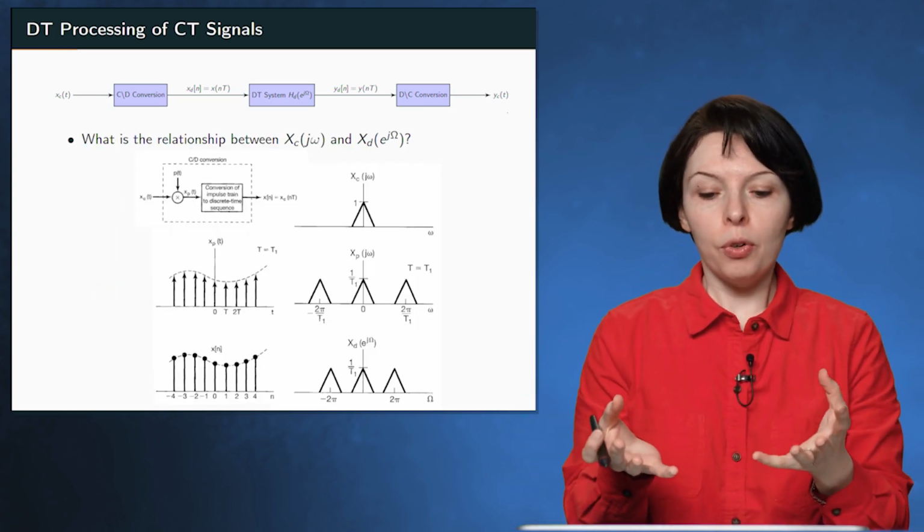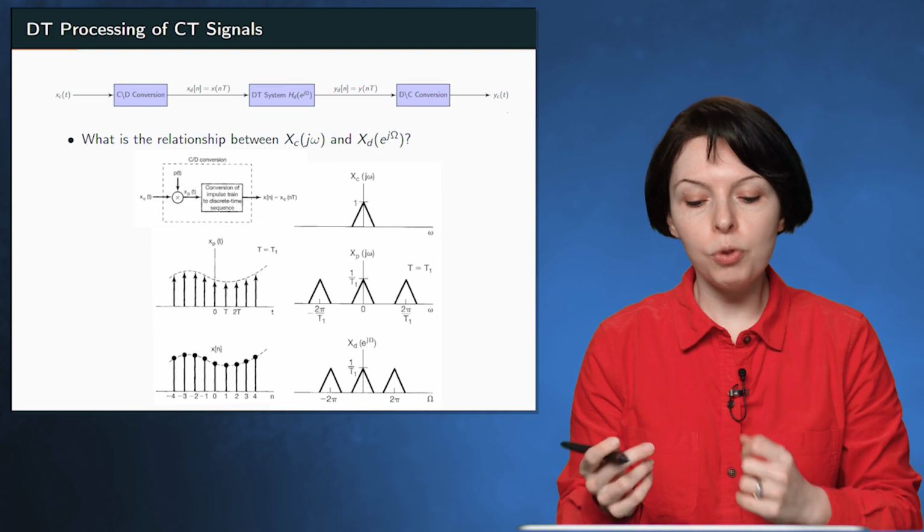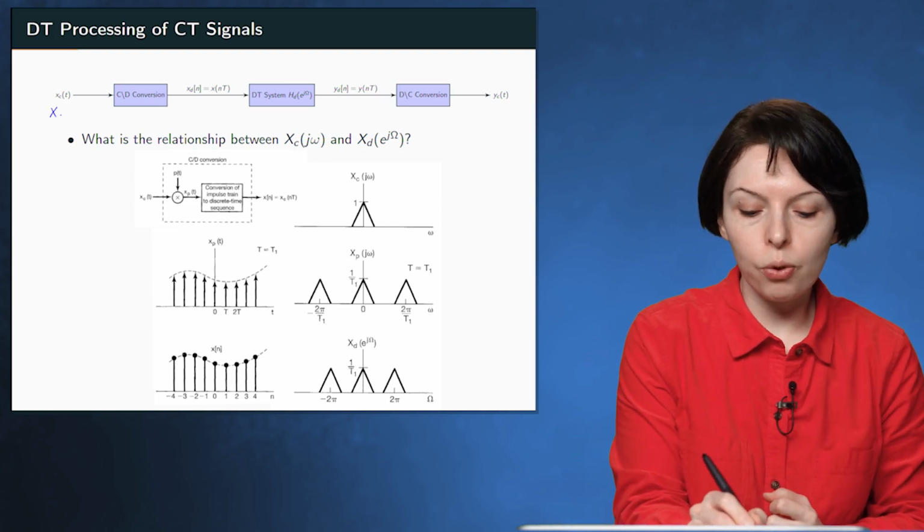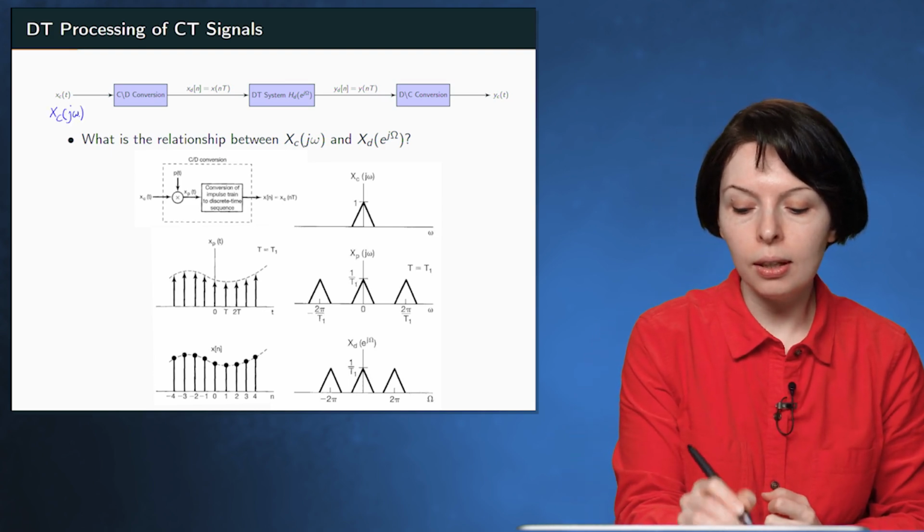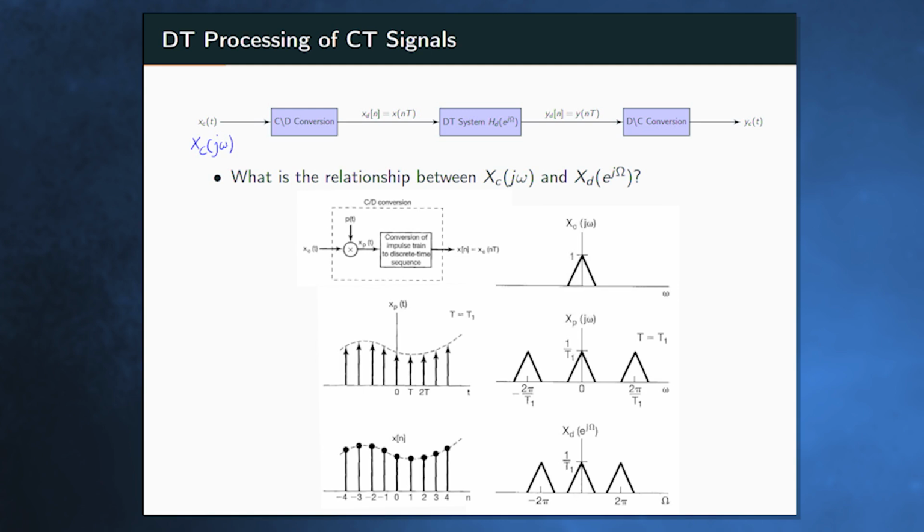Okay. First, let's look at the relationship between X sub c of j omega, which is the Fourier transform of x sub c of t, and X sub d of e to the j omega, which is the Fourier transform of x sub d of n. All right. And this box here shows what happens inside your C to D conversion.